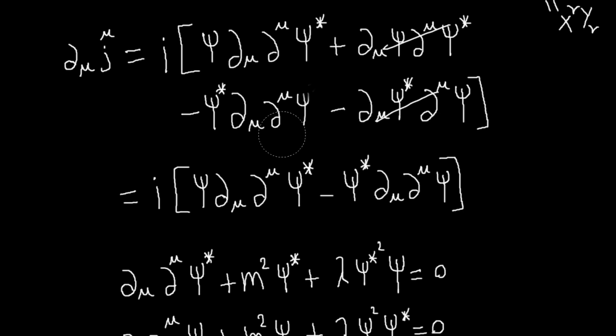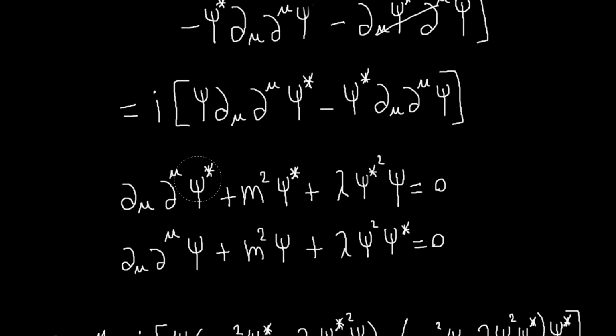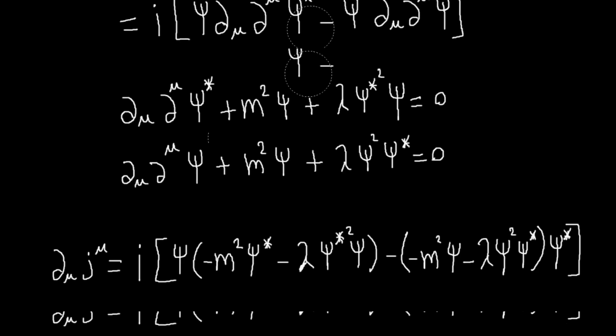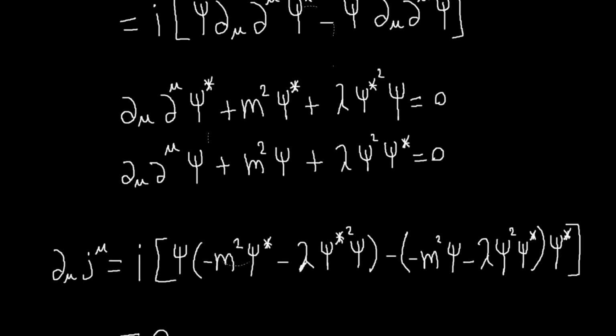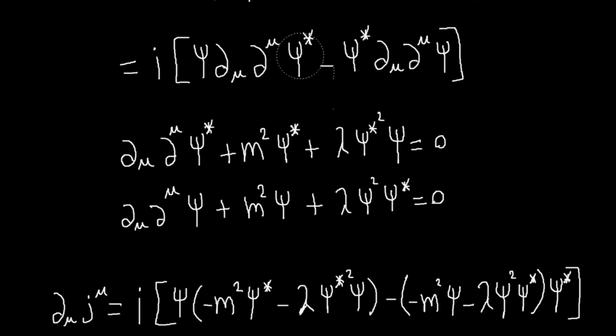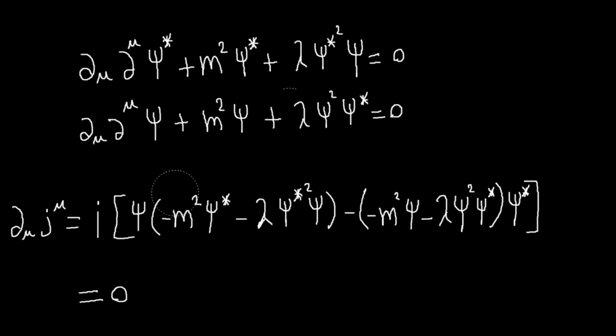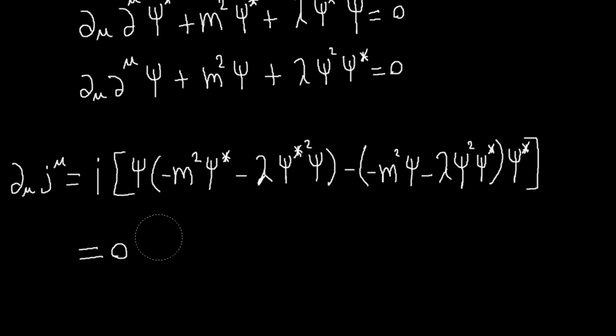And so notice, in our current, we have this d_mu psi star and this d_mu psi. So we can just solve these two equations and get expressions for those two things. And if we just plug those in here, this thing will become i, so we'll have psi times this, which will be minus m squared psi star minus lambda psi star squared psi, and then minus psi star times minus m squared psi minus lambda psi squared psi star. And this term will be minus m squared psi star psi. This term is positive m squared psi star psi. And this term is also minus this term, so everything cancels. And we get 0. So our conserved current is indeed conserved.